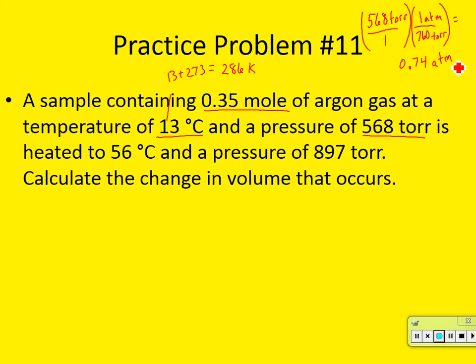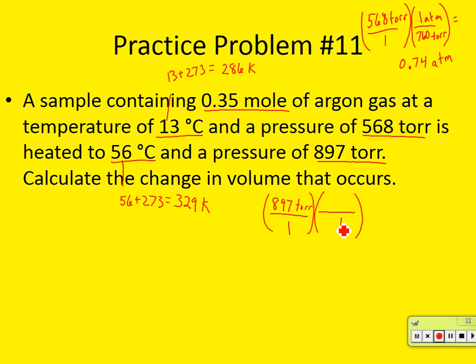It's heated, so we're changing the temperature here to 56 degrees Celsius. What's 56 plus 273? 329. 329 Kelvin. Yeah, thank you. Okay, so 329 Kelvin. And then the pressure ends up being 897 torr. Let's convert that one again. 897 torr. Put it over 1.